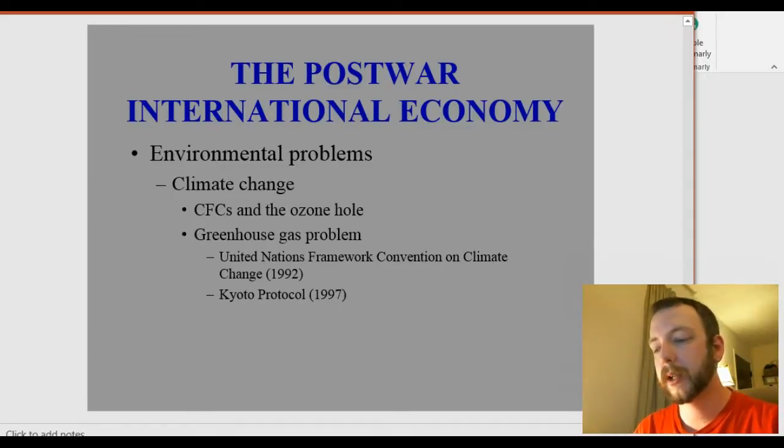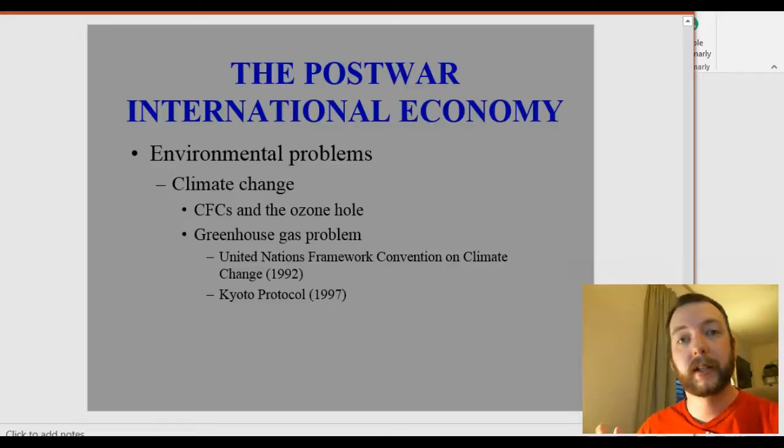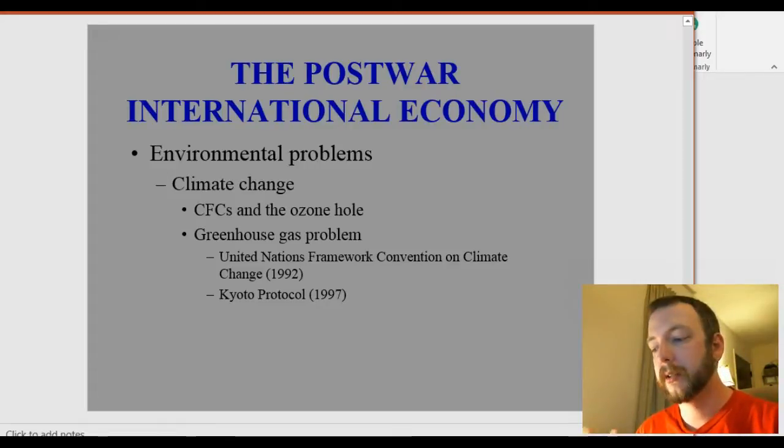CFCs end up replacing this toxic refrigeration thing in the 1920s, and people think that the problem is fixed. This was a big deal when I was in elementary school. We had lectures about it all the time. So the CFCs replaced this old toxic refrigeration. But by the 1970s, scientists discovered that the ozone layer has a hole in it.